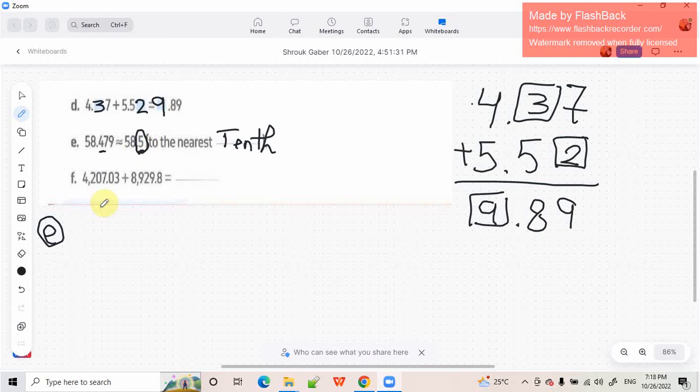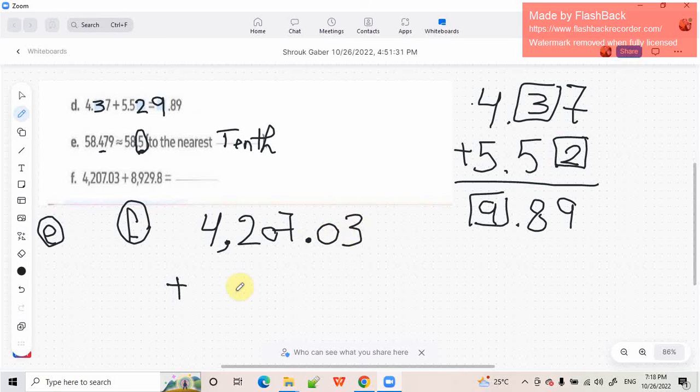Question number F. It's an addition. 4,207 plus 4,207 and 300. Here we have 8,929.8. How can we find the sum?